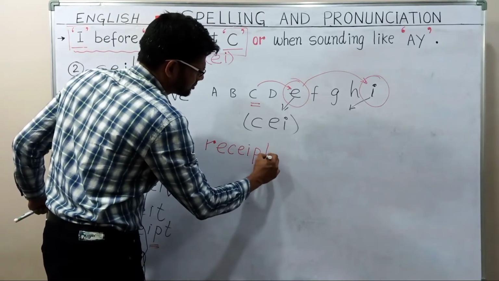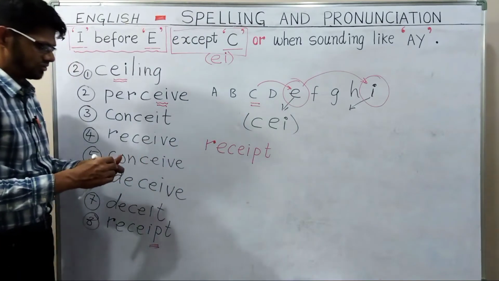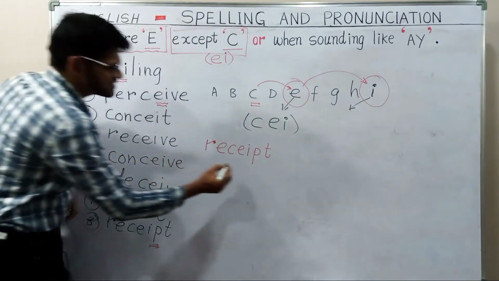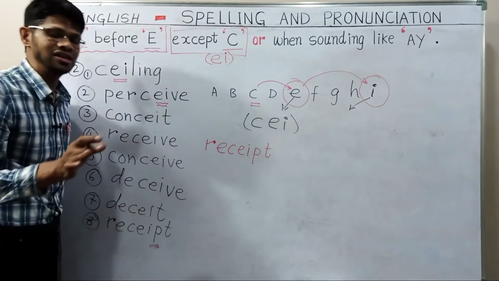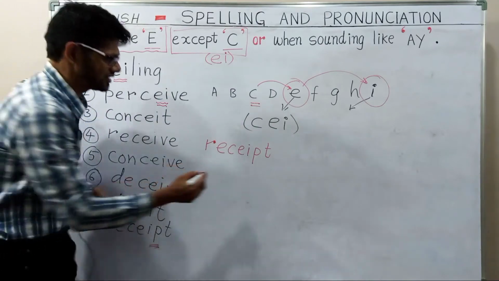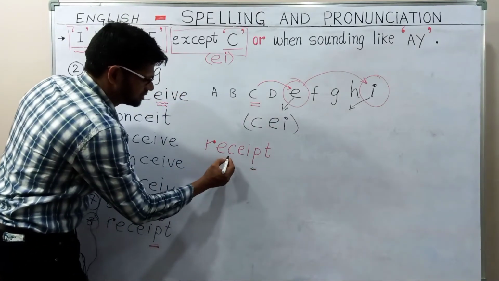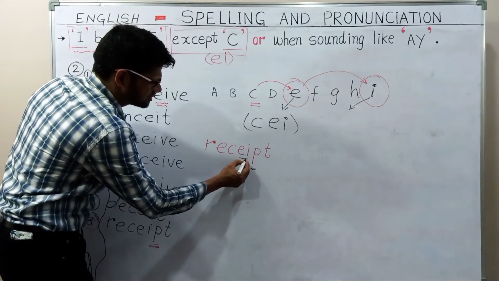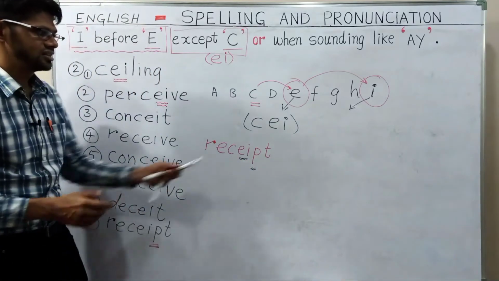R-E-C-E-I-P-T. So here, one word. What is the one word? The pronunciation is receipt. P is a silent letter here. But we are focusing here on C-E, receipt.